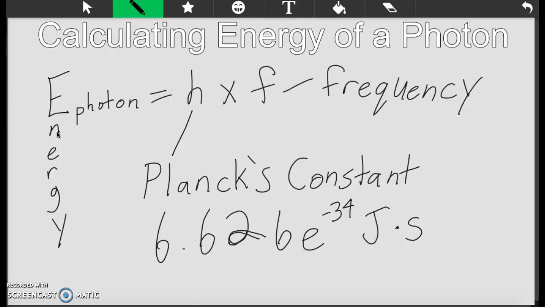Actually, good review. Our unit for energy is the joule, capital J, and frequency is hertz, which is technically 1 over 1 second. This becomes important in a minute when we do some examples. But for now, just know it.